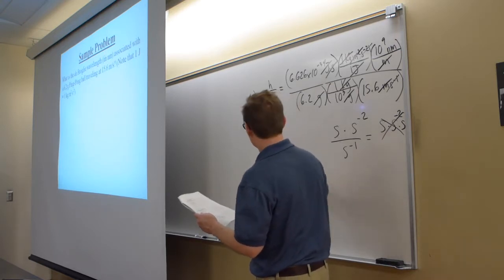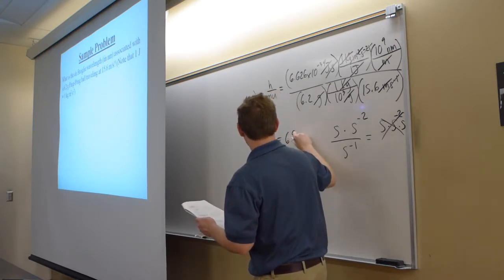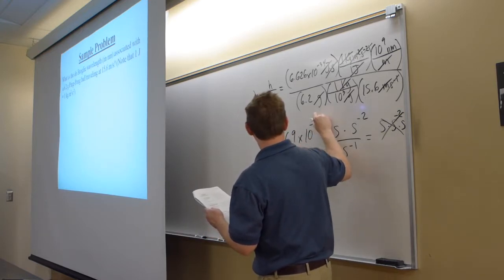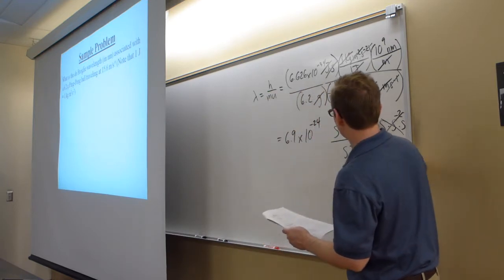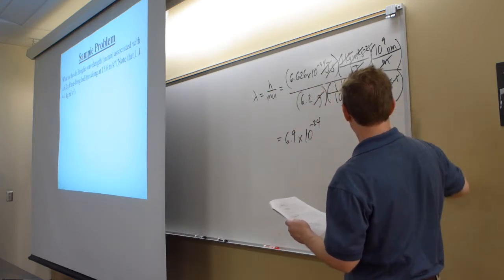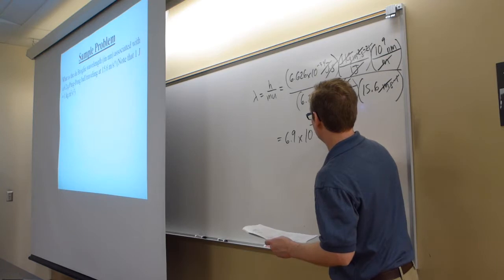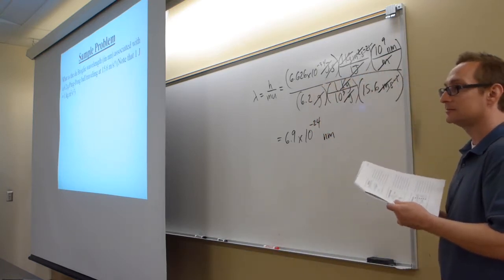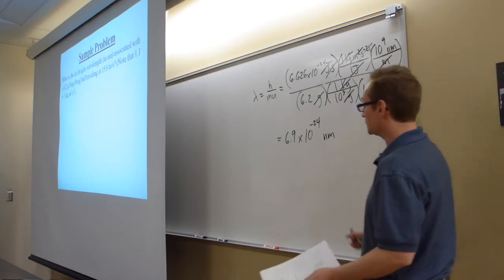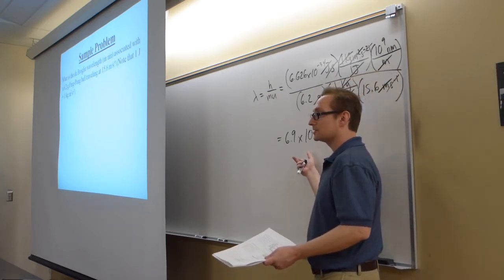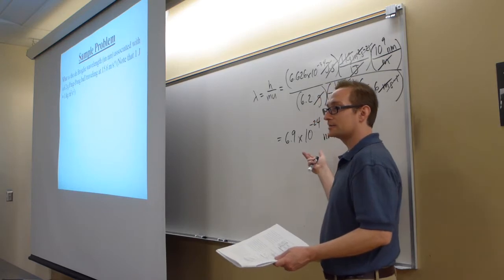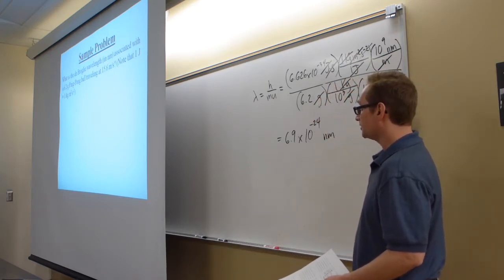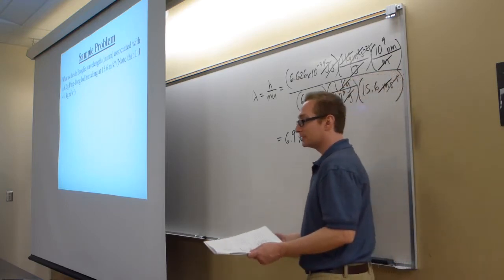So you end up getting 6.9 times 10 to the minus 24th nanometers. That's a really small wavelength, but again, it's a ping pong ball. It's such a small wavelength that it's almost like not long enough to see. Okay, so with macroscopic objects, they have really small de Broglie wavelengths.